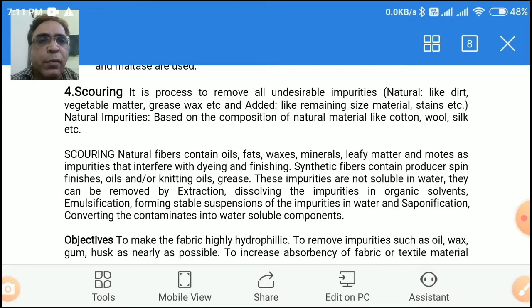So in the desizing process, we are removing the size materials, means starching, destarching. In the size material, there are other things also which are added, like oils, waxes, etc., which are also to be removed from the surface of the fabric for further processing. So today I will be discussing two important processes which are part of the preparation of the cloth for printing. These processes are scouring and bleaching.